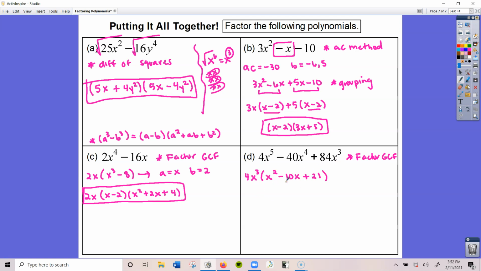What we have in here is just a regular quadratic, which we can factor by trying to find the two numbers that multiply to give us 21 and add to give us negative 10. Those two numbers would be negative 7 and negative 3. So that means my factors are x minus 7 and x minus 3. So that's all of the factoring techniques for factoring polynomials, including difference of squares, difference and sum of cubes, factoring by grouping, etc.